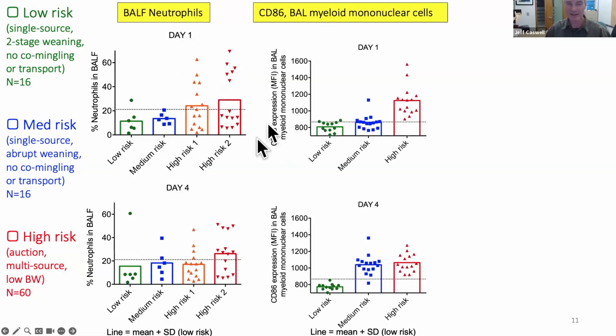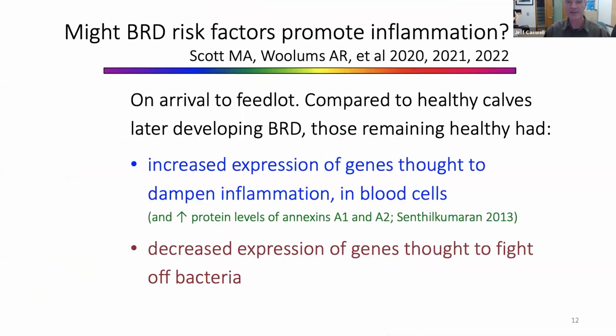We did some other work, and again, I'm not going to go into details, but this is a marker of how macrophages, another type of white blood cell within the lung tissue, are becoming activated. And you can see a similar story here: compared to the low risk calf, to some extent the medium risk calves and especially the high risk calves seem to have more activation of those cells, again indicating an inflammatory response in the lung. So more analysis left to go on that, but it seems to support the hypothesis that even though those calves are still healthy, they're experiencing inflammation within their lung tissue as a result of those BRD risk factors.